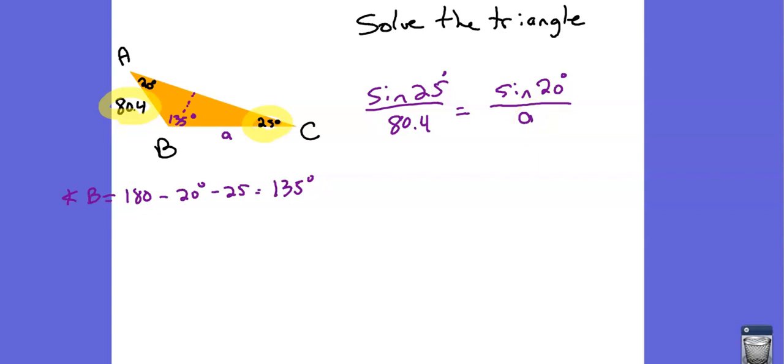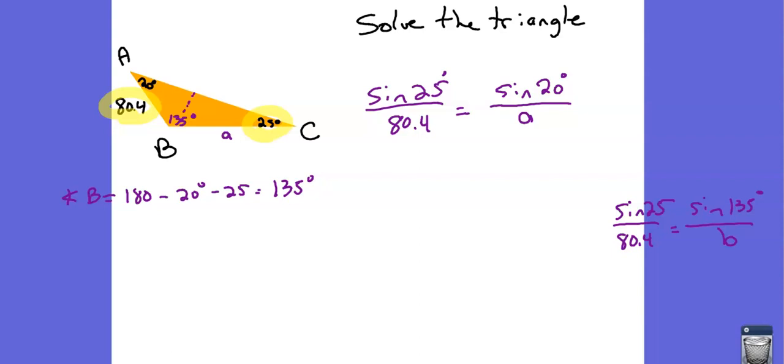Let me go ahead and set up the other relationship. Even if you did the same thing, sine of 25 degrees over 80.4, you could have done sine of 135 over side B. So if you're trying to find side A or side B, depending on which relationship you want to do, once we solve these, that would give us the sides. So again, different ways to solve this. You can rewrite the proportion if you want, or just simply cross multiply.